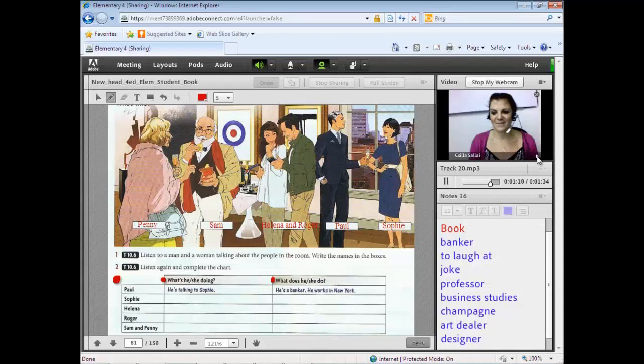So that's Paul and Sophie, Helena and Roger. Now, there are two more. Who are they? They're Sam and Penny. They're looking at a photo on Sam's phone. And what do they do? They're designers. They make clothes for children. Okay. So that's everybody. Thanks. That's all right.